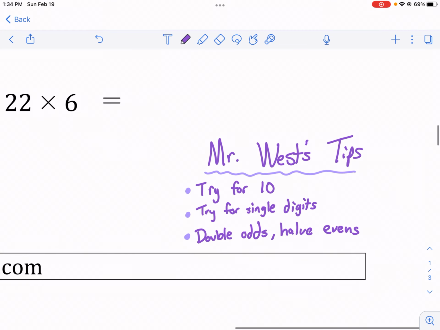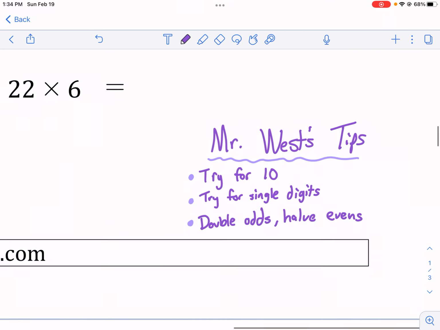So, some tips before we start. We're going to be doing either doubling or halving of two numbers that we multiply together. And these are my tips for what makes it a little bit easier.